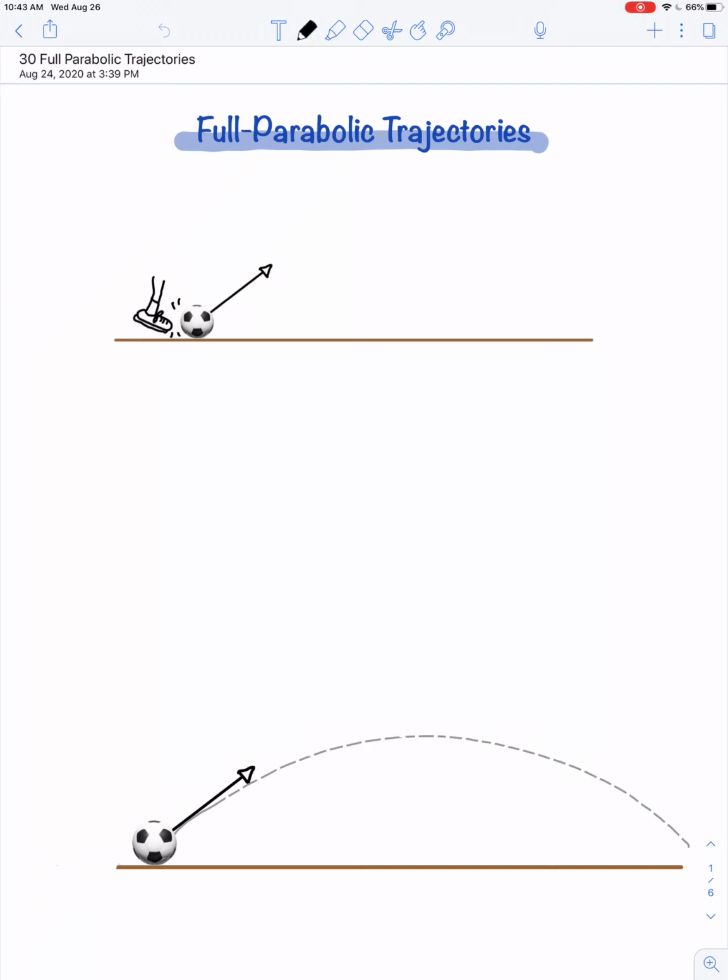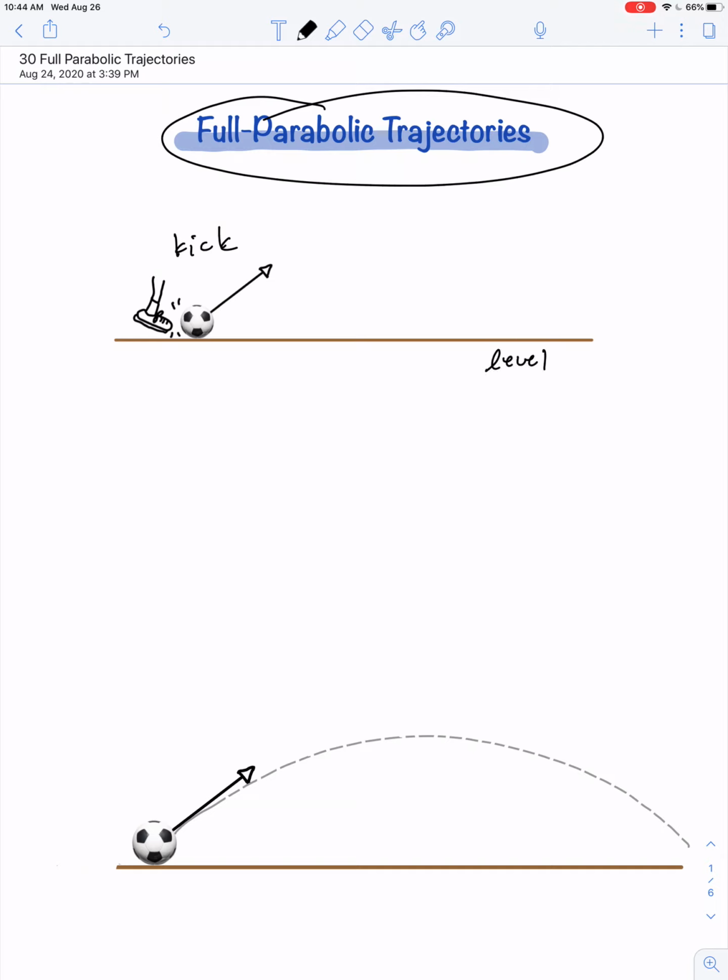Okay, now that we've already gone over the equations that govern the motion of projectiles that follow half parabolic trajectories, let's cover full parabolic trajectories. So I want to consider the case maybe where you kick a soccer ball across a level field. So it's clearly going to rise and fall and reach some maximum height.